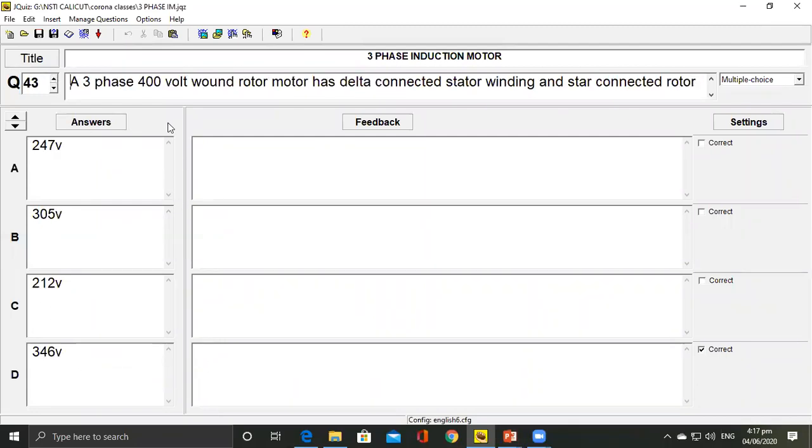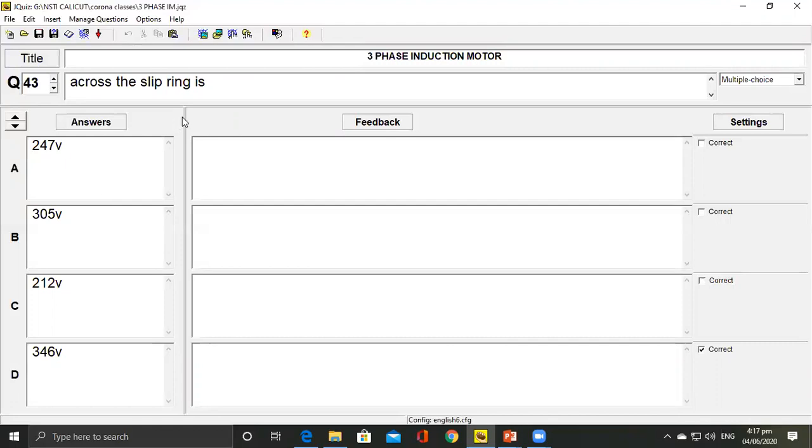Okay. So the next question. A three-phase 400-volt wound rotor motor has a delta-connected stator winding and a star-connected rotor winding. The stator has 48 turns per phase, while the rotor has 24 turns per phase. The standstill voltage across the slip ring is... So wound rotor means it is a slip ring induction motor.